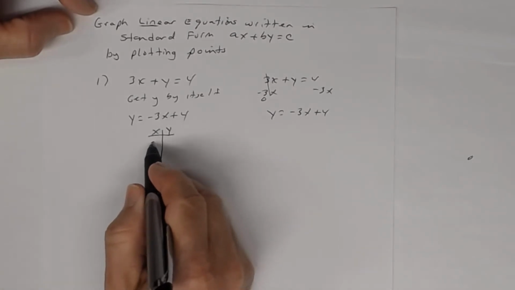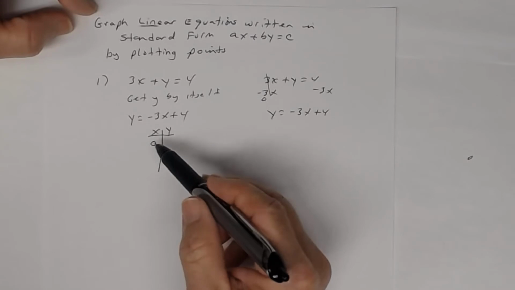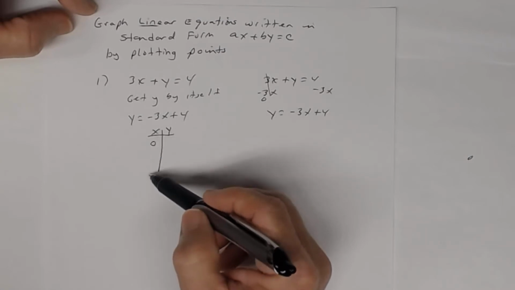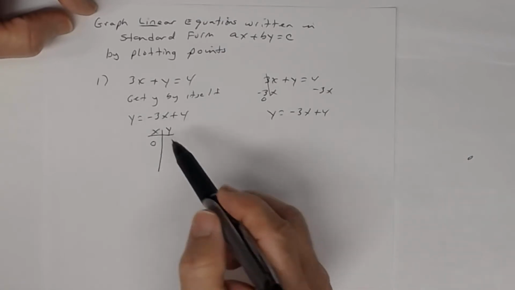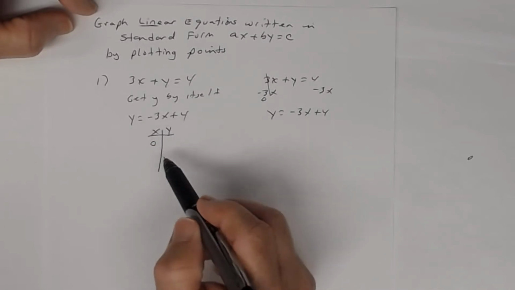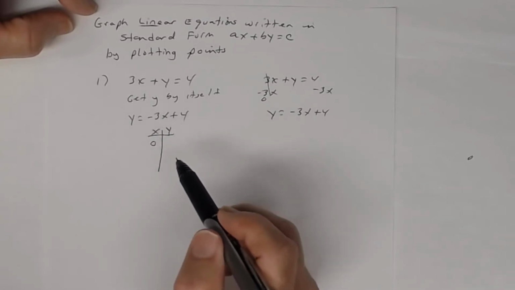So I'm going to use 0. 0 is always a nice number to use. You can use any real number for x, remember that? And always choose for x first, because y is by itself. So y depends on whatever x is, because whatever x is, you're going to multiply by negative 3, and then you're going to add 4.